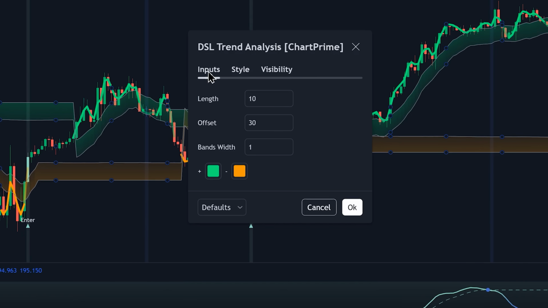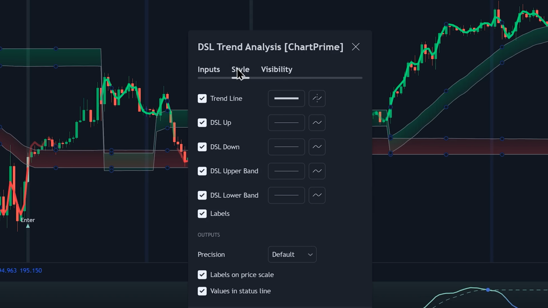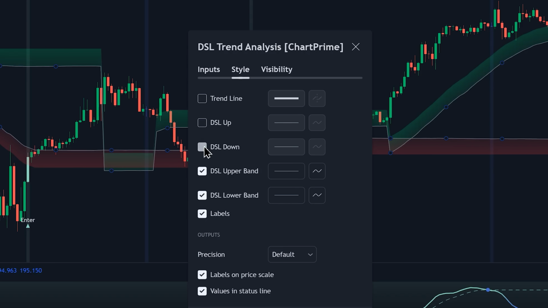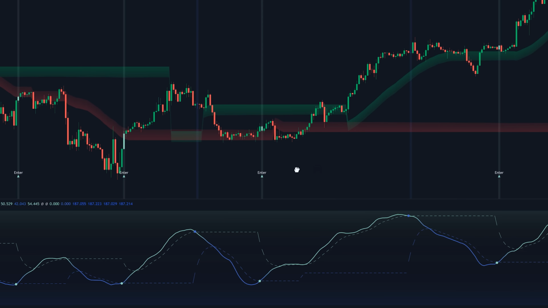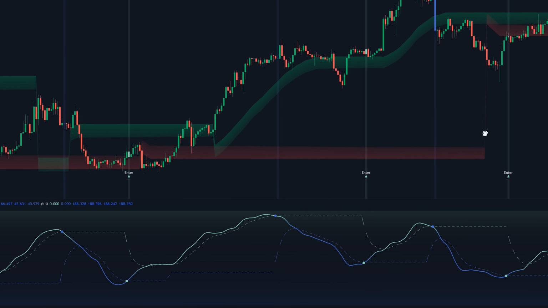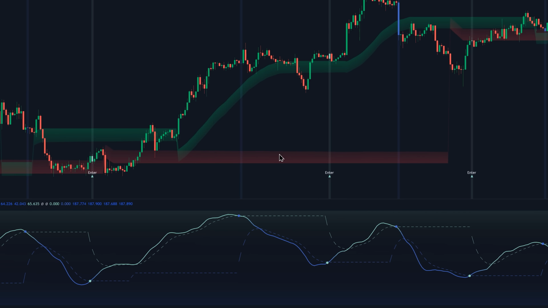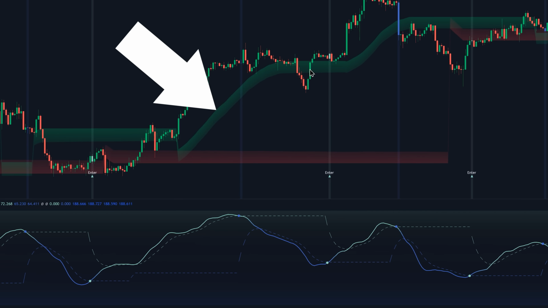On the inputs tab, you want to change the length to 34. You also want to change this orange color to red. And then head over to the style tab, and then here you want to disable the first 5 options. After you've made your changes, click OK. Now, as you can tell from the name of this indicator, it is going to be a trend identification indicator, which is made up of 2 bands. A red band used for bearish trends and a green band which is going to be used for bullish trends.